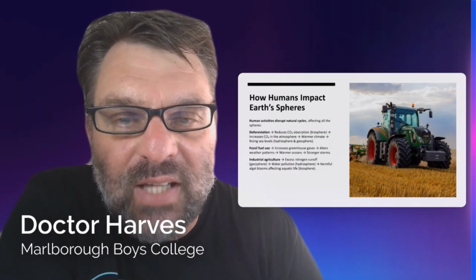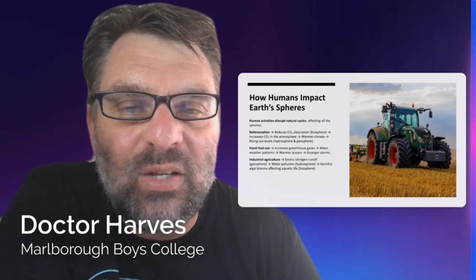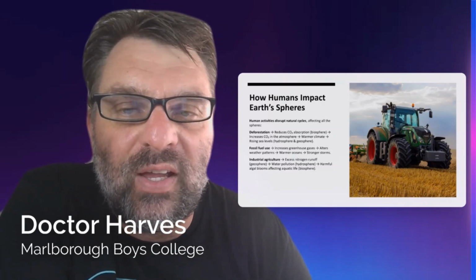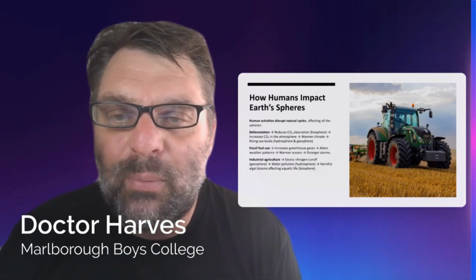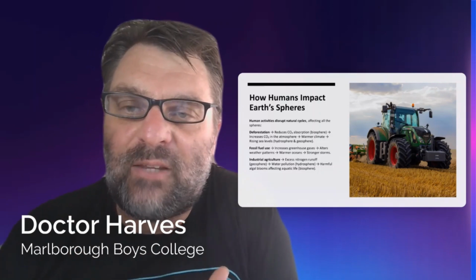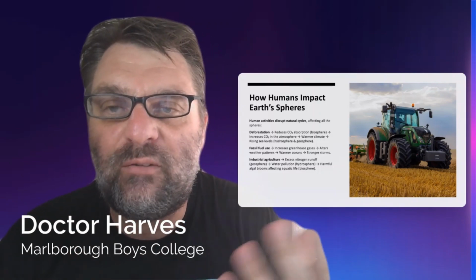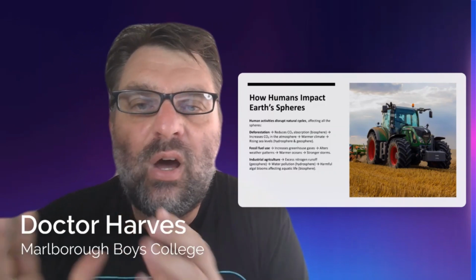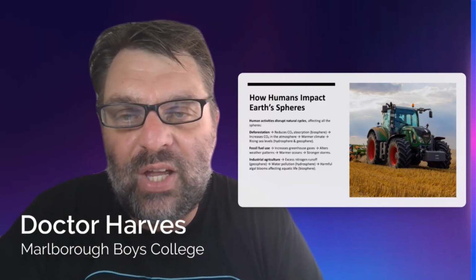And then finally, for industrial agriculture, the excess nitrogen runoff in the geosphere causes water pollution in the hydrosphere, leading to harmful algal blooms in the biosphere, which is, of course, affecting the fish because it's going to take all the oxygen away, so the fish essentially die due to lack of oxygen. So those are examples of the human impact on Earth's spheres.